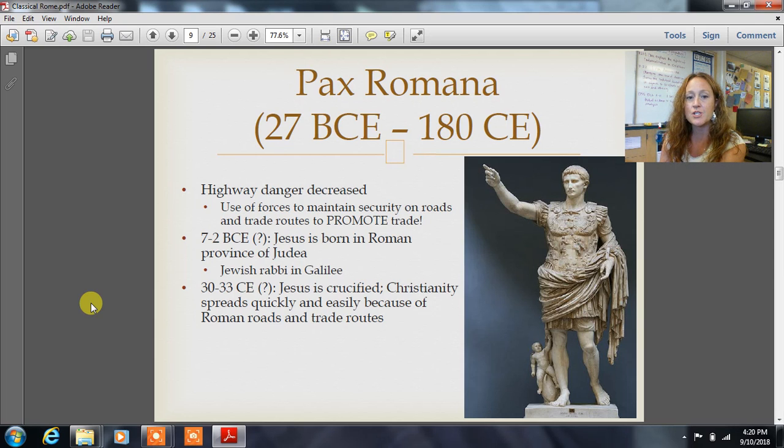It's during this time that Jesus is born in the Roman province of Judea, a Jewish rabbi in Galilee. So it says 72 BCE question mark. Historians do look at historical data, and there's some question as to the precise moment of his birth. 30 to 33 CE, Jesus is crucified, and Christianity will spread quickly across the Roman Empire. So understand, it takes a while for Rome to convert as a Christian empire. They were originally polytheistic. They adopted the gods and goddesses of Greece. They just renamed them. And they adopted quite a few other cultural elements from the Greeks that we'll see later on.